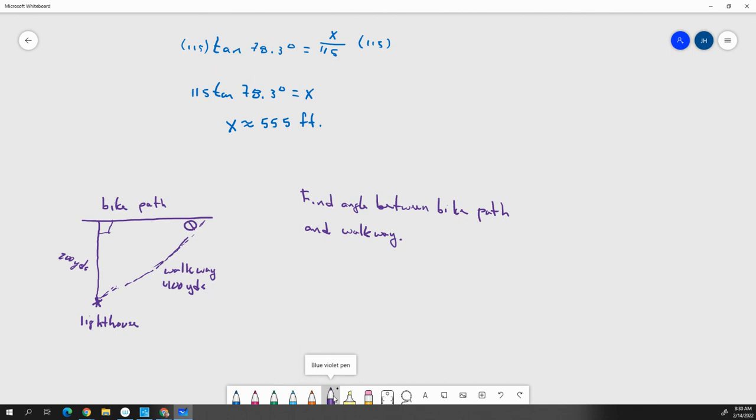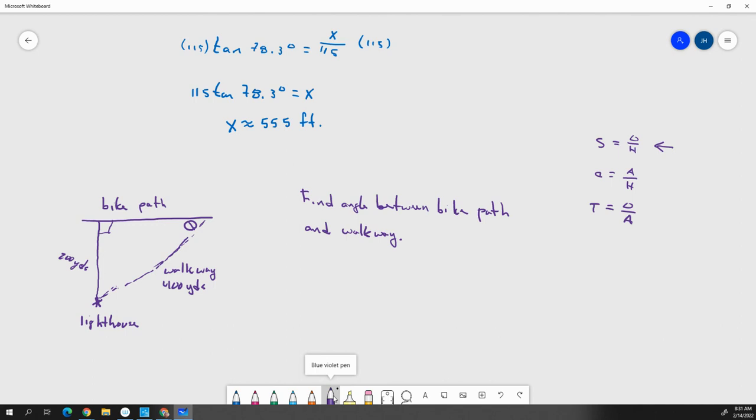So if I'm looking at my SOH CAH TOA, some old hippie caught another hippie tripping on acid, I have the opposite available to me and the hypotenuse available to me. What I'm looking for is the theta. So I would use sine. Does that make some sense?